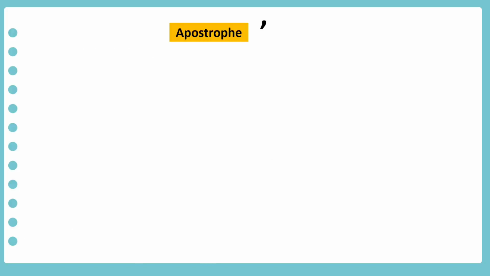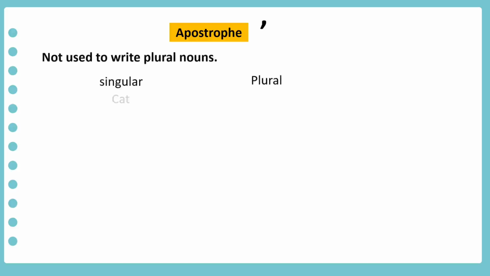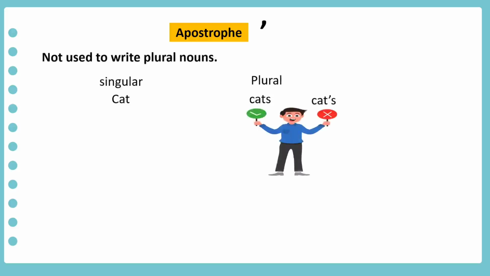Finally, we don't use apostrophe when we write plural nouns. For example, the plural of cat is cats. We would not write cat apostrophe s to indicate that there are more than one cat. Instead, we would write cats. Yes, I know you would say, we know it, right? Well, there is an exception to this rule.